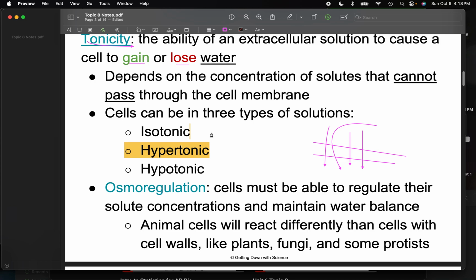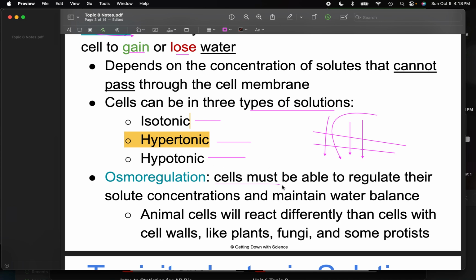Cells can be in three types of solutions. So remember, when we're talking about isotonic, hypertonic, and hypotonic, we are talking about the solutions that the cells are in, not the cells themselves. So it is sort of, depending on the perspective that you're looking at it, isotonic, hypertonic, and hypotonic.